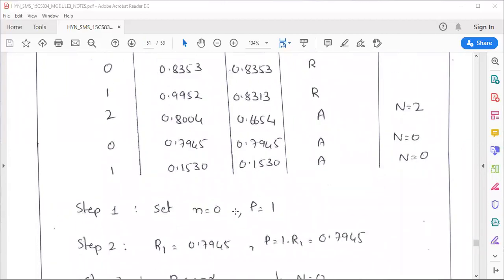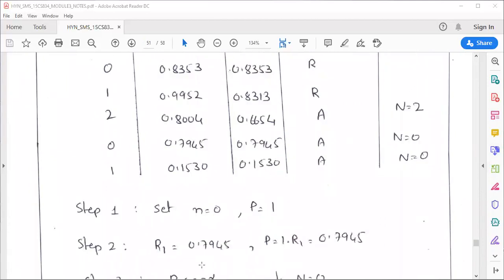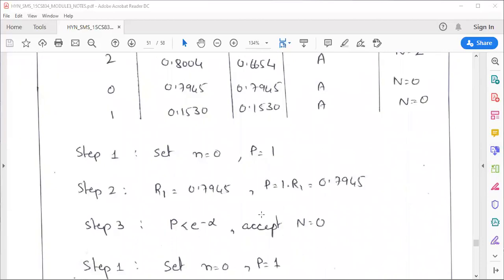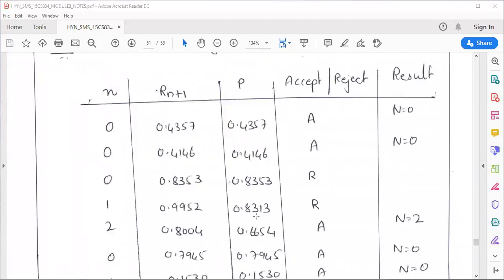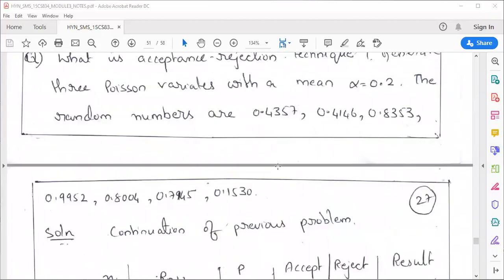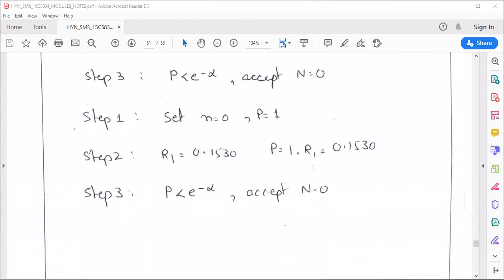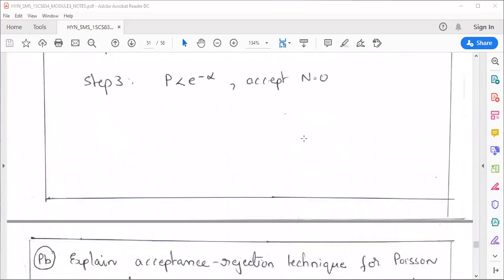So let us see this problem also. Initially we started with n equal to 0 and p value as 1. What was the first random number? First random number we took, right? So it is 0.4357, so you accept. 0.4146 also you will accept. 0.8353 is where you reject, right? So solve this particular problem and you will get the final answer.